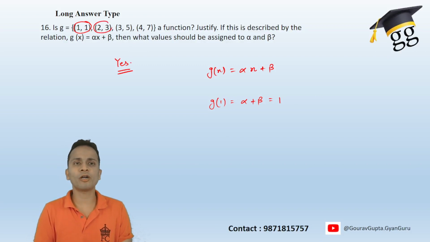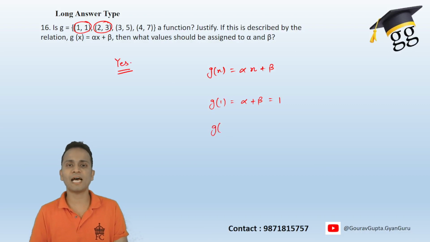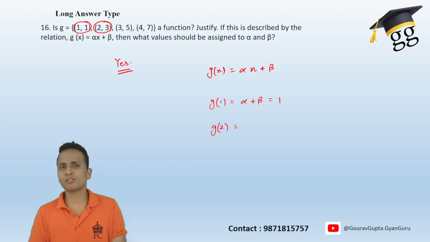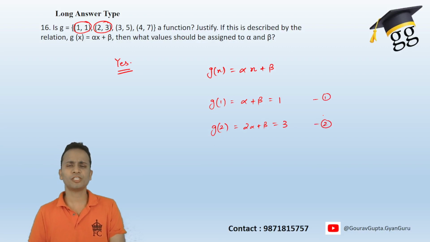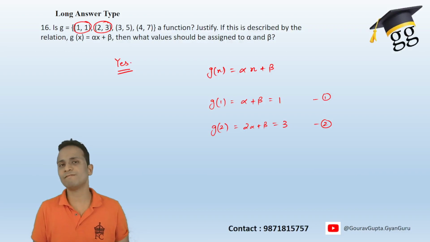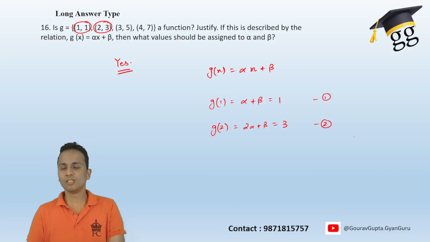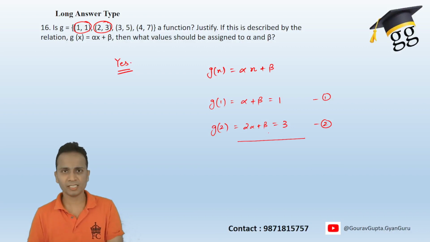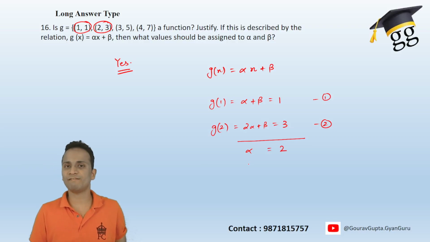Then using the second ordered pair, I can put the value of x as 2, which gives the value of the expression as 3. So 2 alpha + beta = 3. This is the second equation. You can simplify these equations and find the values of alpha and beta. So second equation minus the first equation. So 2 alpha minus alpha on the left-hand side will be alpha, beta minus beta will be nothing, and 3 minus 1 is 2. So we have got the value of alpha as 2.